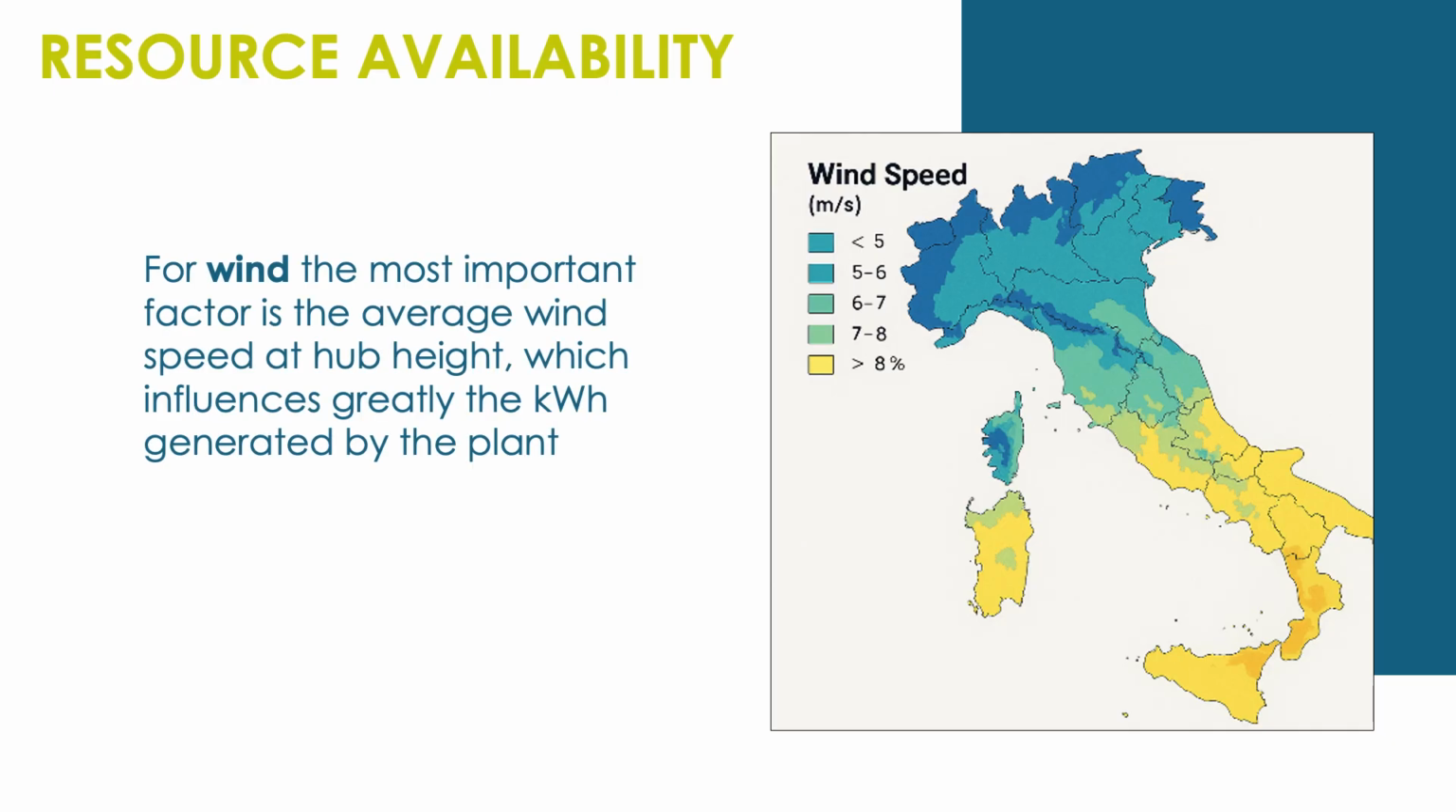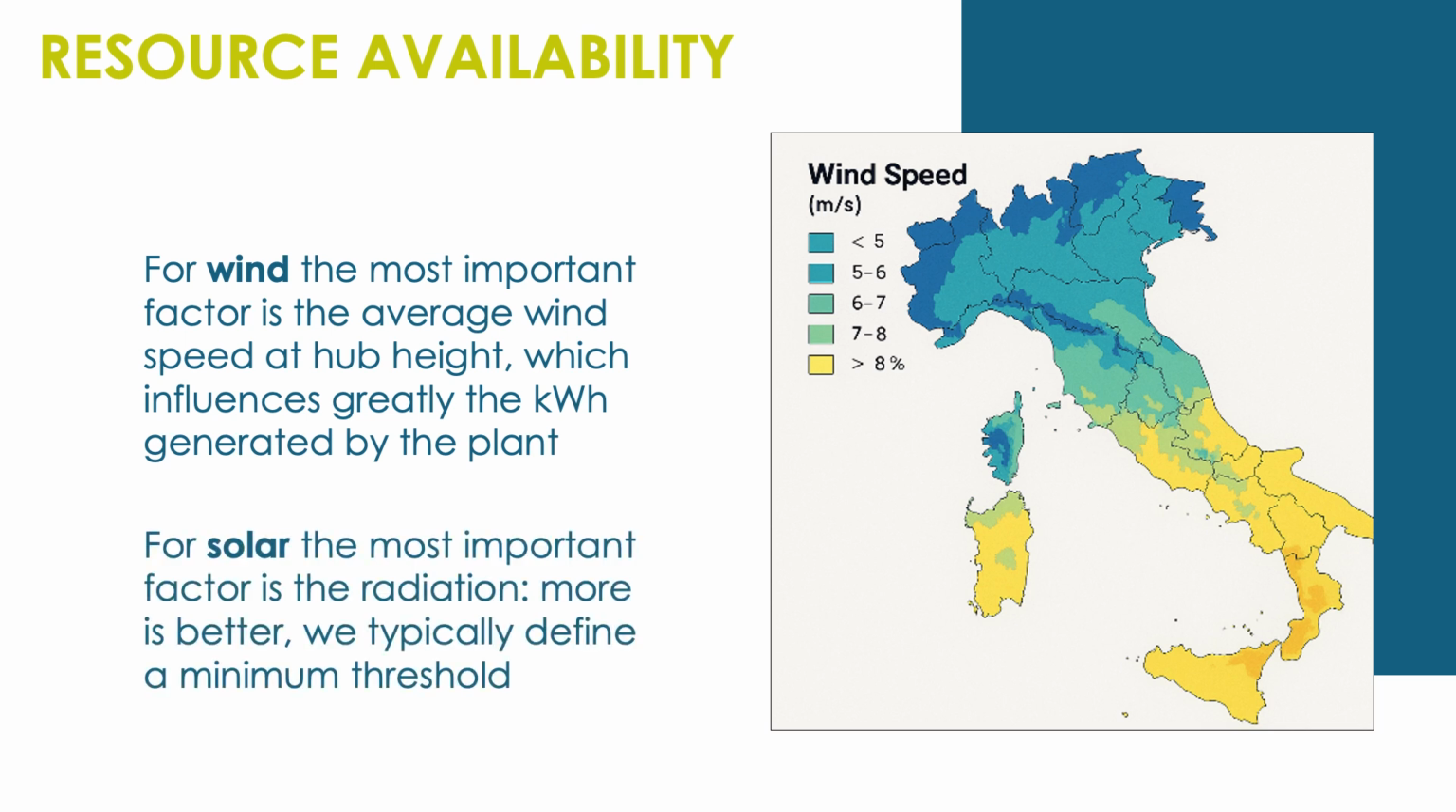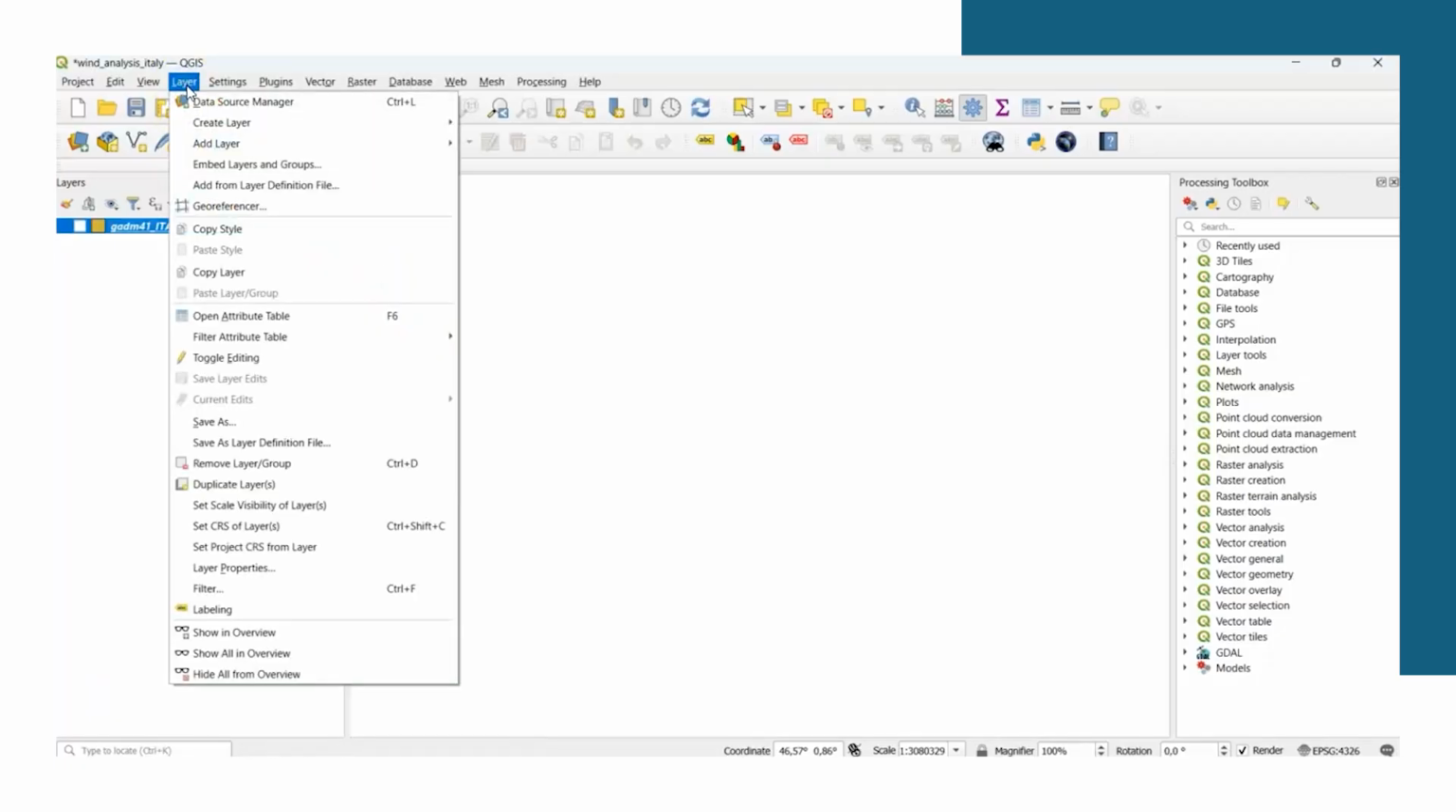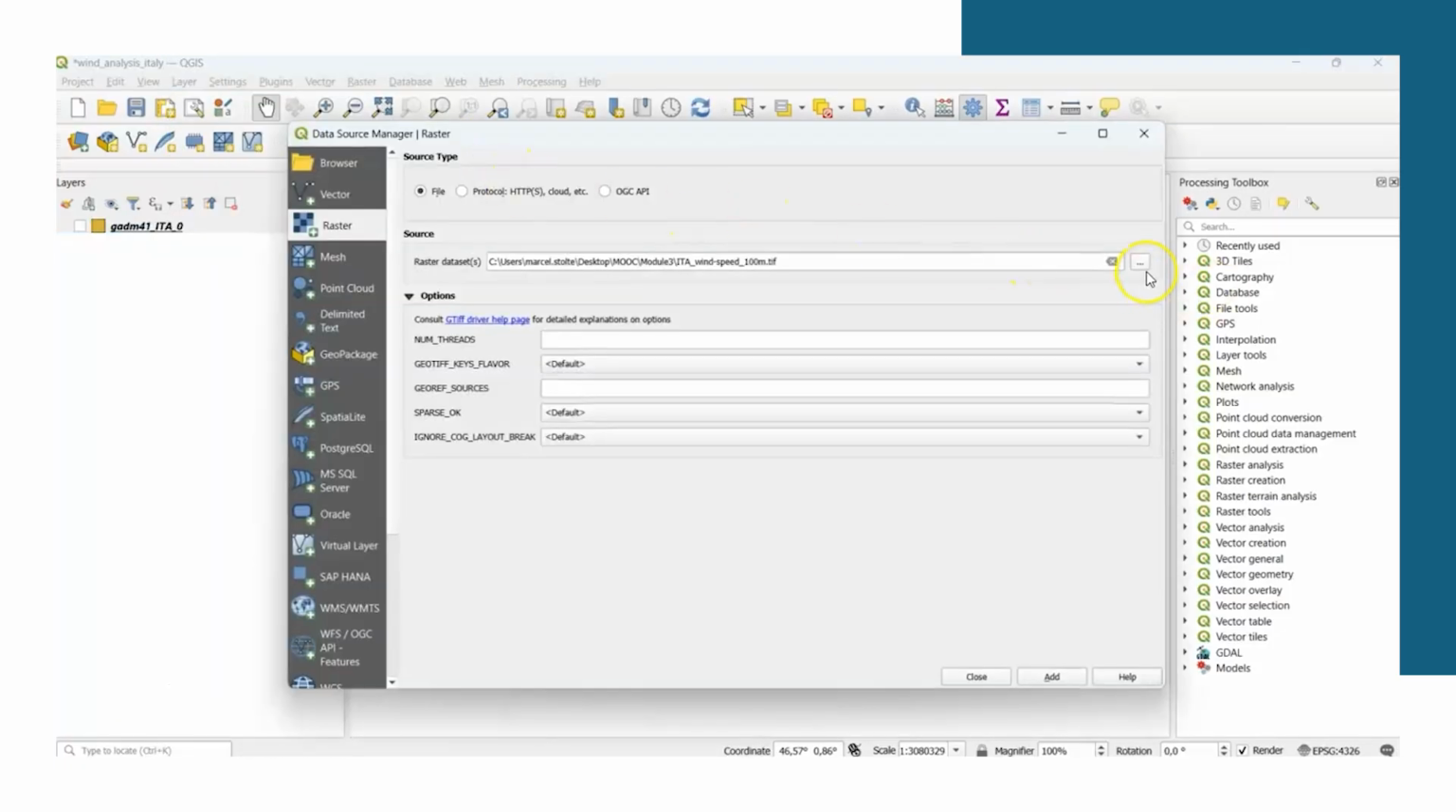Let's start with QGIS and processing the renewable energy layers one by one, reclassifying, weighting, and combining them to build your first suitability map. First, consider the resource availability. For wind, this is usually the average wind speed at hub height, which greatly influences the kilowatt hours generated by the plant. For solar, the most important factor is the radiation. The more, the better, and we typically define a minimum threshold. To work with the layer, we will first need to download it and upload it in QGIS.